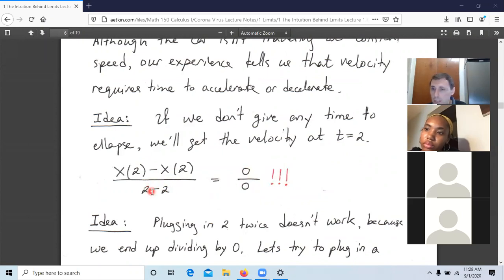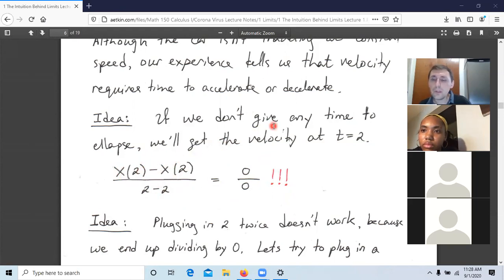So I did not allow any time to change. But I need two moments of time and two moments of position to calculate any sort of velocity. I have 0/0. So this example is trying to tell you that dividing by 0 in some sense suddenly becomes important. If I could divide by 0, perhaps I could have figured out what's the speedometer.